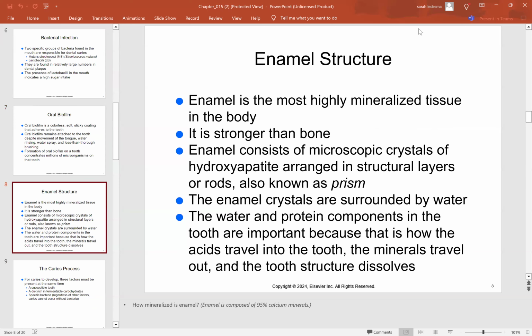The enamel, or the crown of the tooth, is the most highly mineralized tissue in the body. So, enamel is stronger than bone and it consists of microscopic crystals of hydroxyapatite arranged in structural layers or rods, and these are known as prisms. The enamel crystals are surrounded by water. The water and protein components in the tooth are important because it's how the acid travels into the tooth and the minerals travel out, and then the tooth structure dissolves.